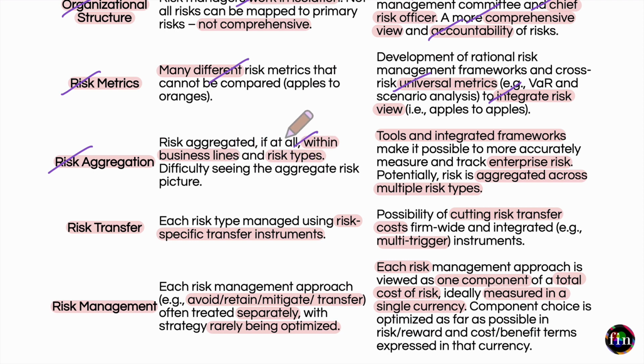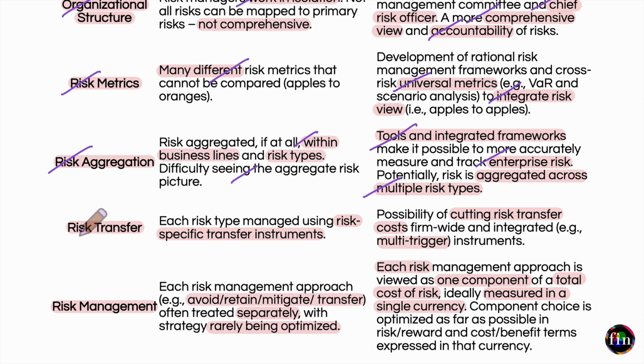So if aggregation stops at that level, traditional risk management will present a significant difficulty in seeing the aggregate risk picture of the entire firm. Then in ERM you aim for tools and integrated frameworks that can help you arrive at an aggregated enterprise-wide risk number. You try and aggregate even across multiple risk types.